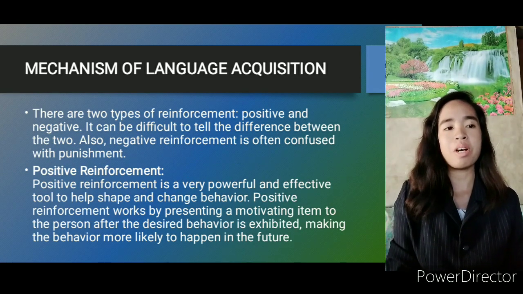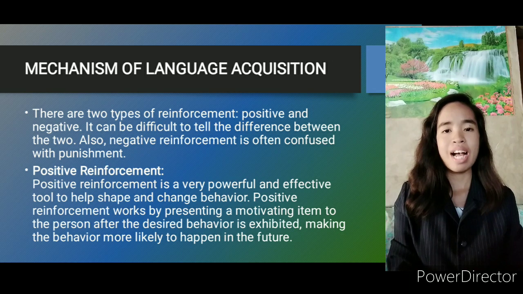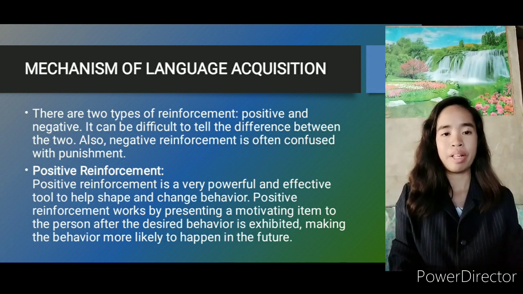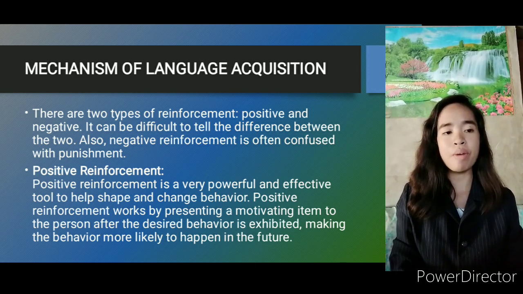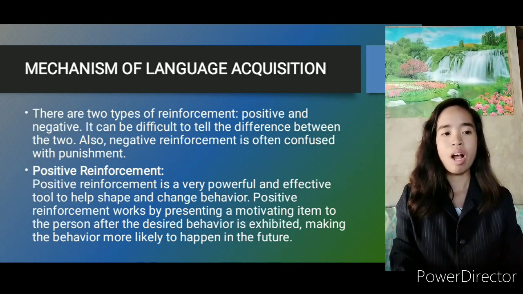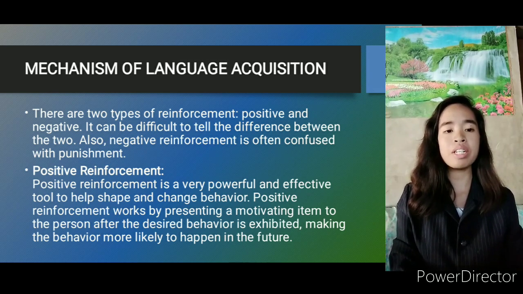There are two types of reinforcement, positive and negative. It can be difficult to tell the difference between the two. Also, negative reinforcement is often confused with punishment. Positive reinforcement is a very powerful and effective tool to help shape and change behavior. Positive reinforcement works by presenting a motivating item to the person after the desired behavior is exhibited, making the behavior more likely to happen in the future.